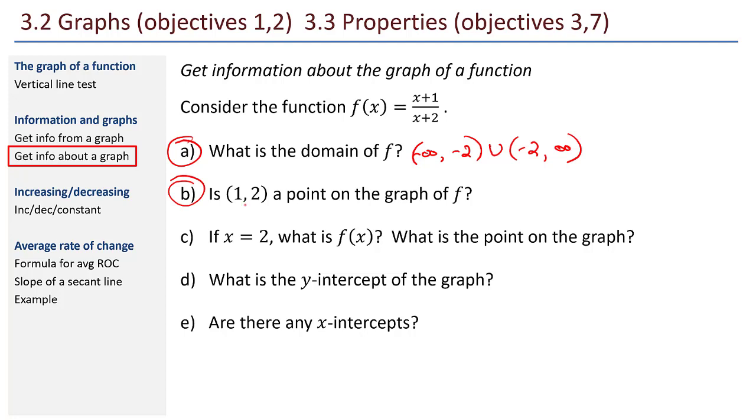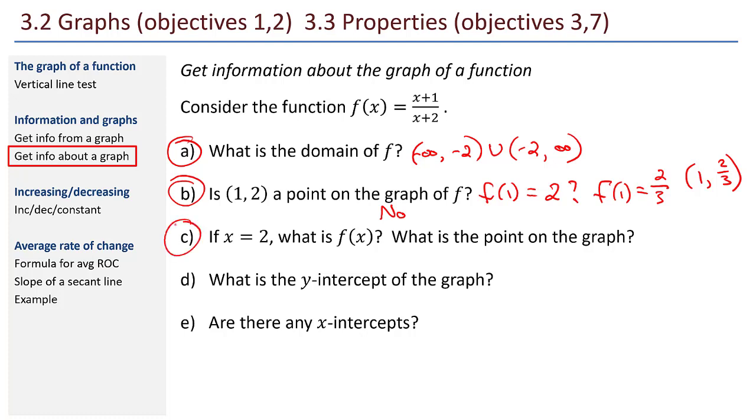B. Is 1, 2 a point on the graph of f? This is really asking the question, does f of 1 equal 2? Well, what is f of 1? f of 1 is, let's see, when I put 1 into the numerator, I get 2, and when I put 1 into the denominator, I get 3. No. So the answer for B is no. But now I have discovered a point that lies on the graph. It's the point 1, 2/3. So when I graph out this function, the point 1 and 2/3 will be on the graph.